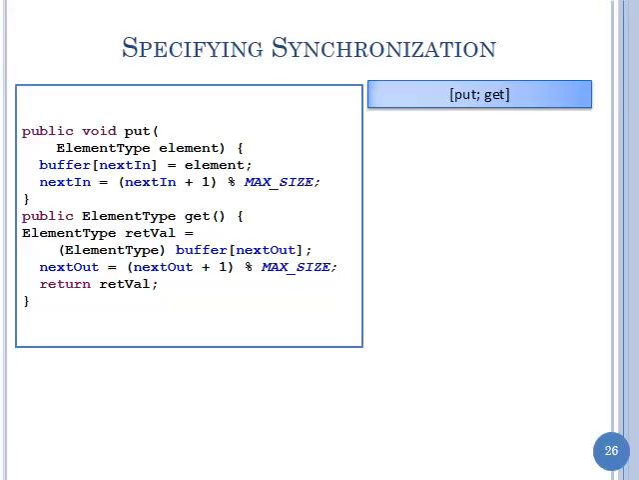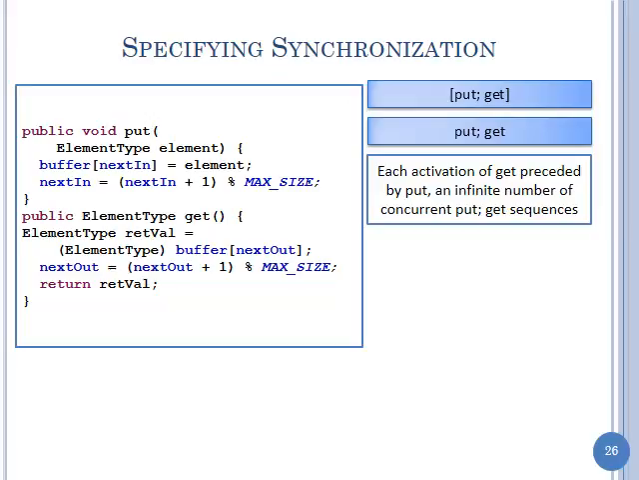Okay, each get must be preceded by a put, and what is this saying exactly? Each get must be preceded by a put, and how many activations of these sequences can be around at any one time? Infinite, right? So this is all equivalent. Okay, so an infinite number of concurrent put get sequences possible. So that's not what a bounded buffer is. It's an unbounded buffer.